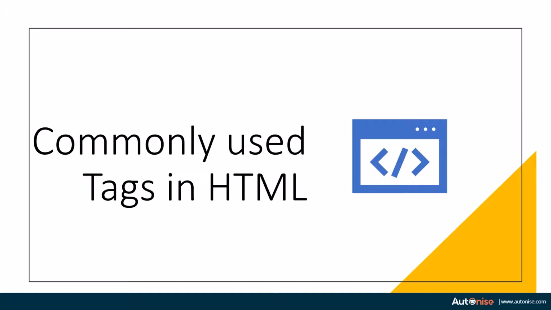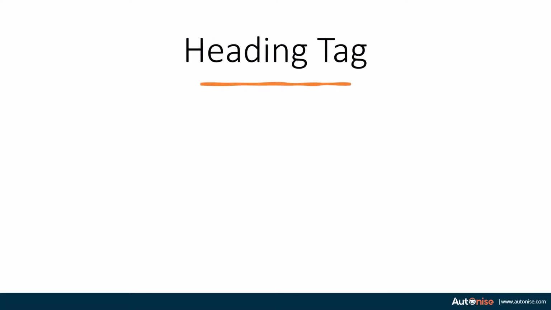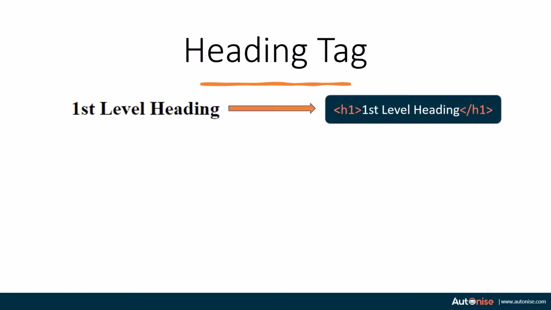Now, let us have a look at the commonly used tags in HTML. So first, let us have a look at the heading type. First level heading. This is the highest form of heading, or the biggest heading, which we can use in HTML. To create this heading, you use the code h1, you write the content inside it, and you close it by using the closing tag. We have already used it when creating our first HTML code.